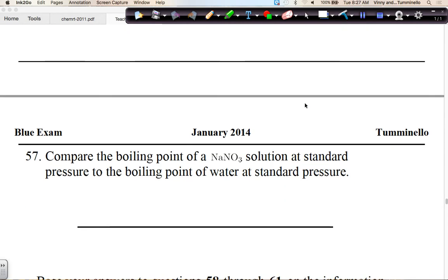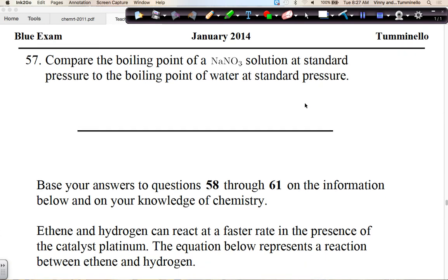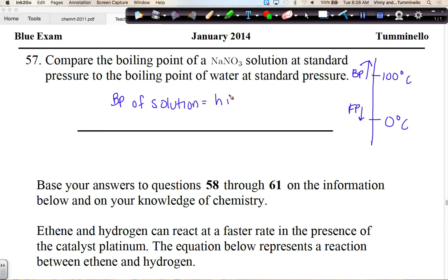Number 57, compare the boiling point of a sodium nitrate solution at standard pressure to the boiling point of water at standard pressure. Remember, if we look at the thermometer, normal boiling point of water is 100 degrees Celsius. Normal freezing point of water is 0 degrees Celsius. As you dissolve things in water, the boiling point will increase and the freezing point will decrease. So the boiling point of the solution will be higher than the boiling point of the pure water.